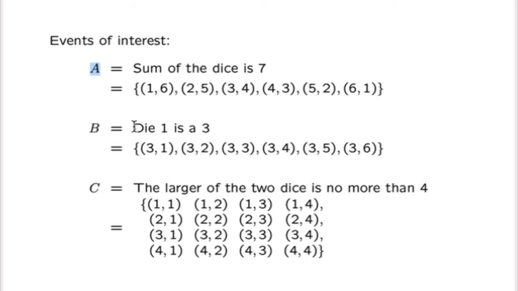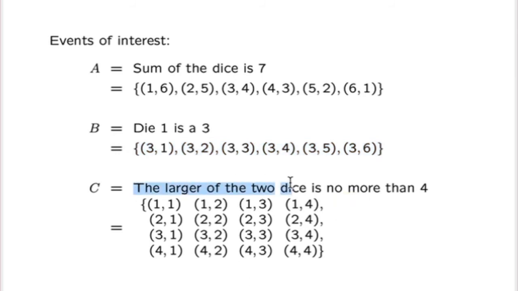Another event of interest is that die 1 is 3. All right? And so expressed as a set of elementary events, that event consists of the elementary events 3 and 1. So the green die is a 3, the red die is a 1. The green die is a 3, the red die is a 2, and so forth. So you see that in each of these elementary outcomes, the green die, die 1, is a 3. And then the value on die 2 ranges from 1 through 6.